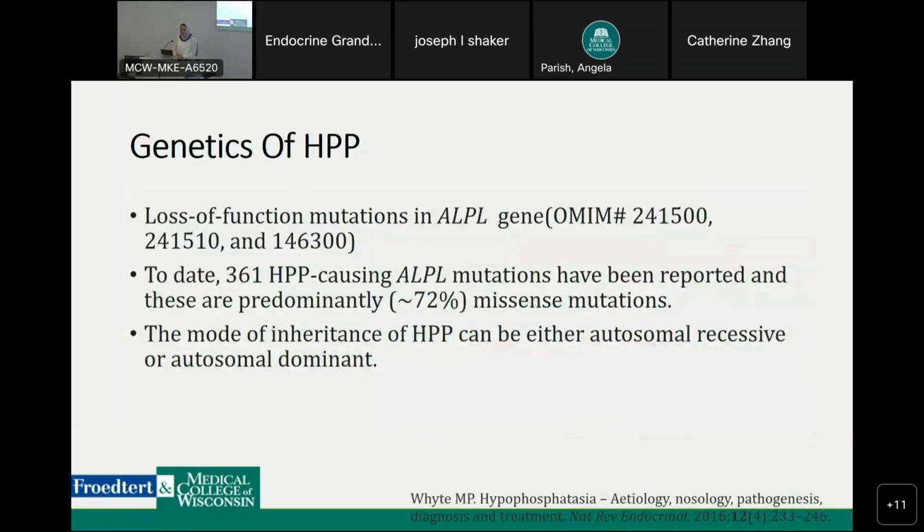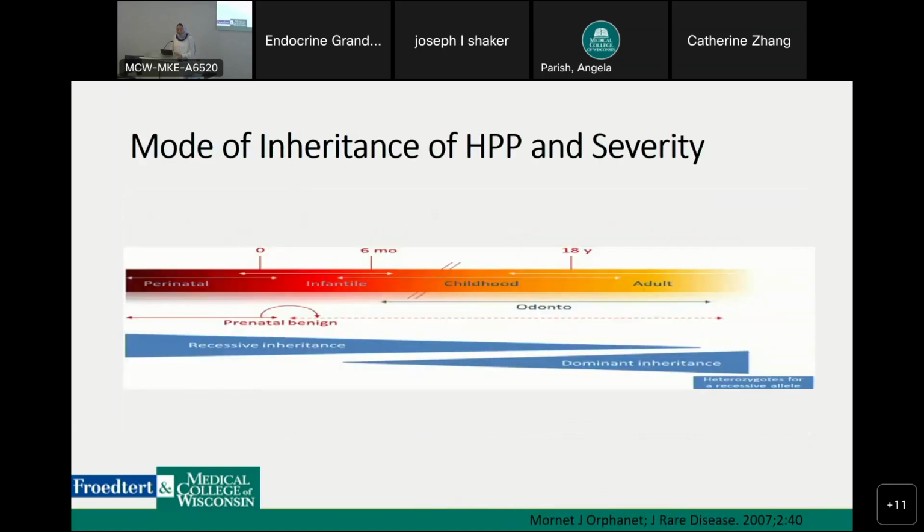So the genetics: it's a loss of function mutation, and up to 400 ALPL mutations have been reported. It can be either autosomal recessive or autosomal dominant. The severe forms tend to be inherited as autosomal recessive. The adult form is mainly inherited as dominant inheritance.